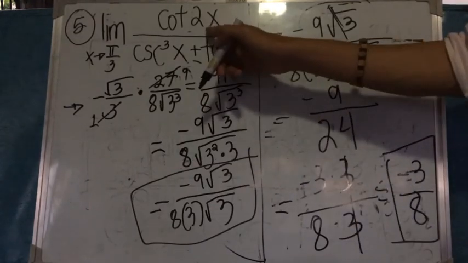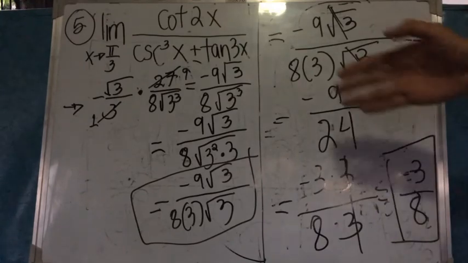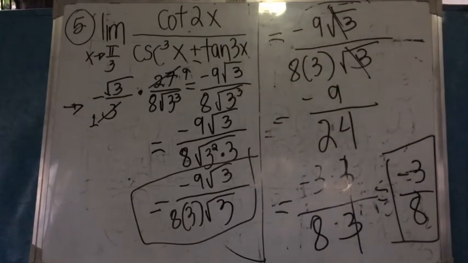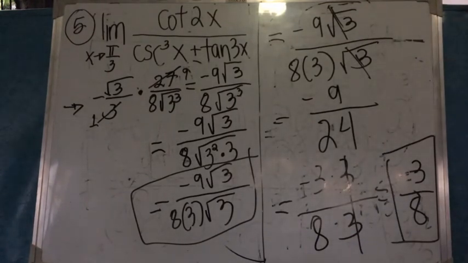Therefore, the limit of this example number 5 is negative 3 over 8. As you can observe, it's kind of long. You have to review the algebra needed, most especially in finding the root of a number and simplifying fractions. So in this example, the limit is negative 3 over 8. Okay, that ends example number 5.